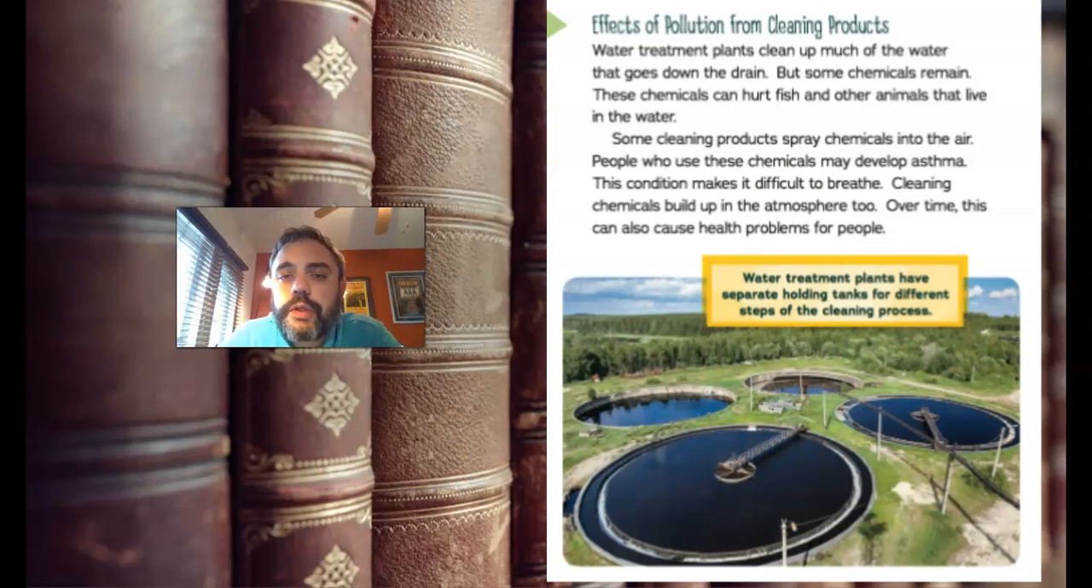Effects of pollution from cleaning products. Water treatment plants clean up much of the water that goes down the drain, but some chemicals remain. These chemicals can hurt fish and other animals that live in the water. Some cleaning products spray chemicals into the air. People who use these chemicals may develop asthma. The condition makes it difficult to breathe, which Mr. Remedies has. Cleaning chemicals build up in the atmosphere too. Over time, this can also cause health problems for people.